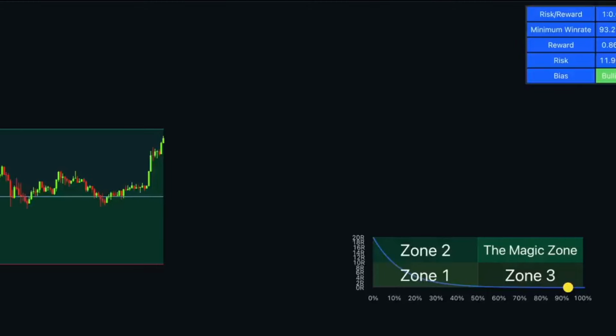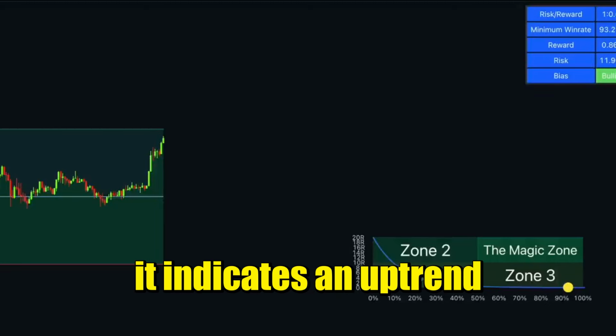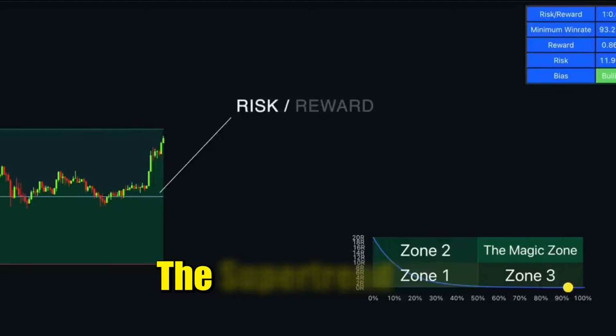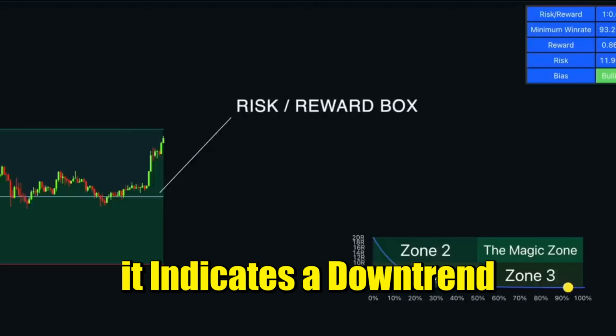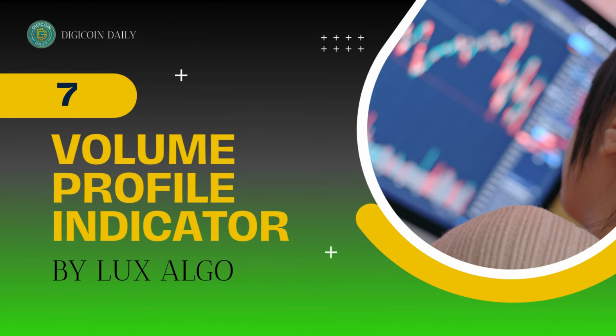The indicator uses the average true range, or ATR, to calculate its values, making it adaptable to market volatility. When the price is above the Supertrend line, it indicates an uptrend, and when the price is below the Supertrend line, it indicates a downtrend. The Supertrend Indicator is easy to use and can be combined with other technical analysis tools for more robust trading strategies. The next indicator is the Volume Profile Indicator by Lux Algo.